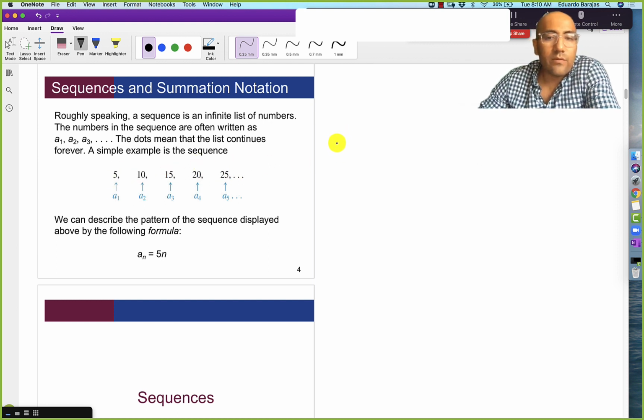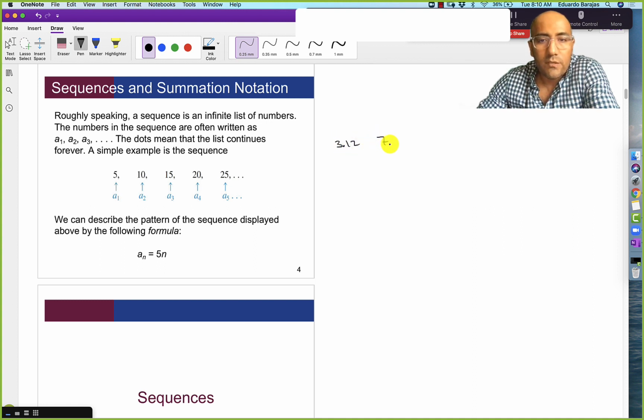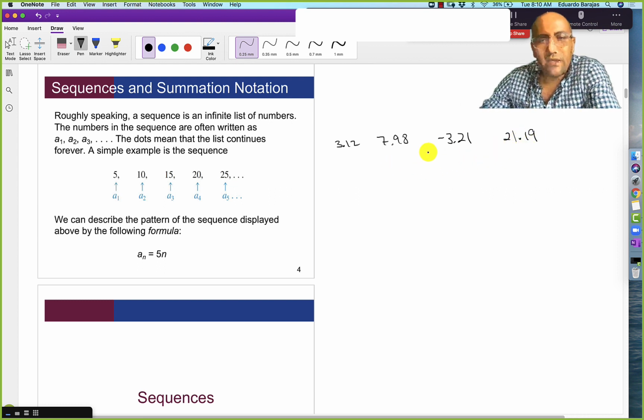It could be a list where there is no reasonable pattern, something like 3.12, 7.98, then negative 3.21, then positive 21.19, right? Here's this list, and there is no reasonable pattern that I can think of. Maybe there is some reason for this madness of how you go from one number to the other, but at the moment there doesn't seem to be one, and that's okay. A sequence doesn't have to have a pattern to establish how you go from one to the other. It's simply a list of numbers. That list goes on forever, so we indicate these little dots to show that it keeps going. It's not just going to stop there.